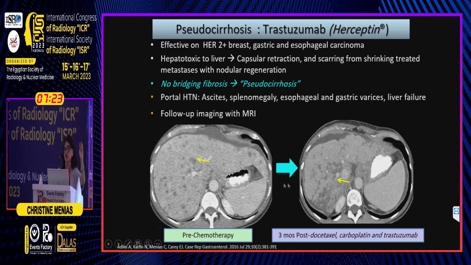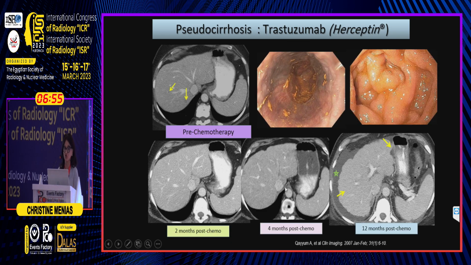retracts the capsule scars, and it relates into something what we call pseudocirrhosis. Pseudocirrhosis because there's not bands of true fibrotic bands on pathology. That's why it's pseudo, but it's not pseudo clinically. They have varices, they have ascites, they have GI bleeding in long-standing change. So here, for example, is a patient 3 months post Herceptin, and you could see the changes in the fibrotic nature of the liver.